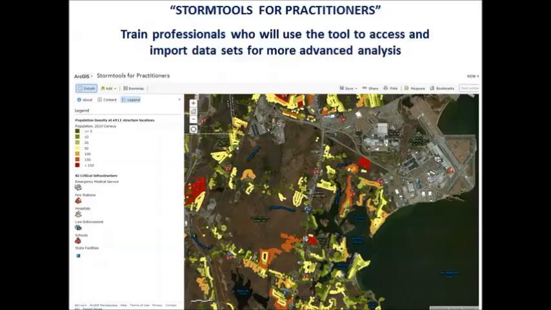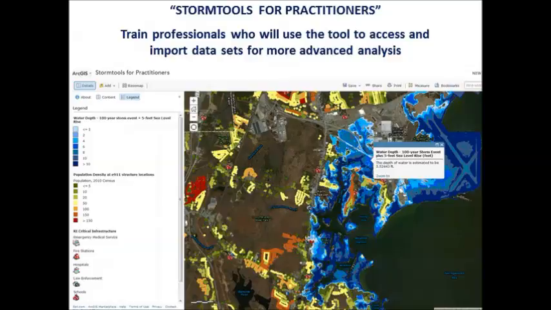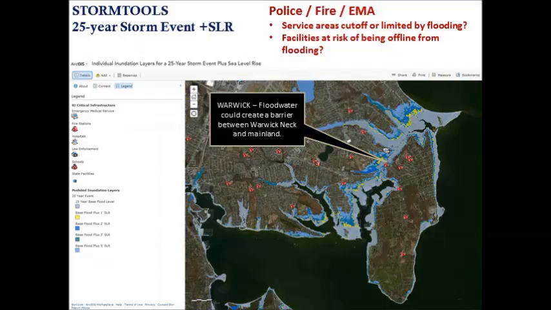And so from there, you can then look at, okay, if I had a 100-year storm event with a certain amount of sea level rise, how many people, what's the density of people that will be impacted in my area? And then you can also look at critical facilities. These are statewide data layers that look at emergency medical services, fire stations.